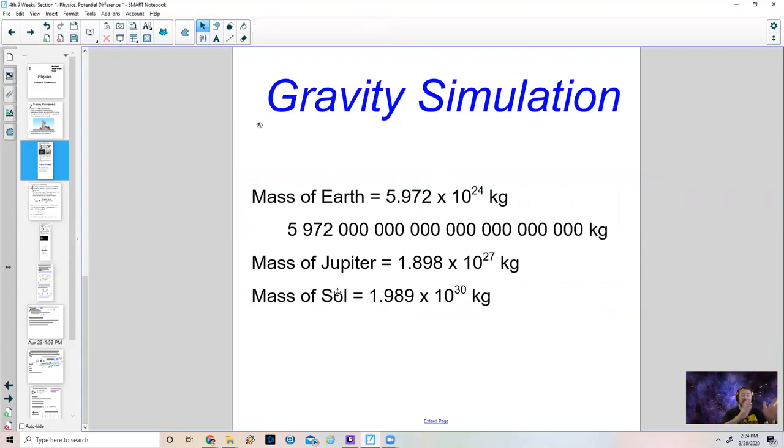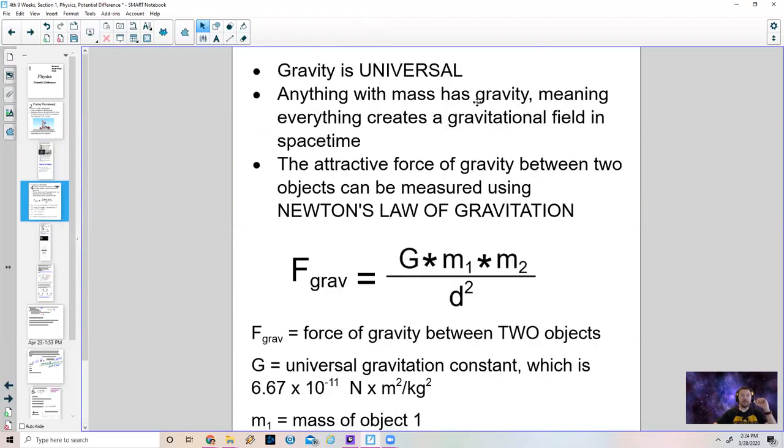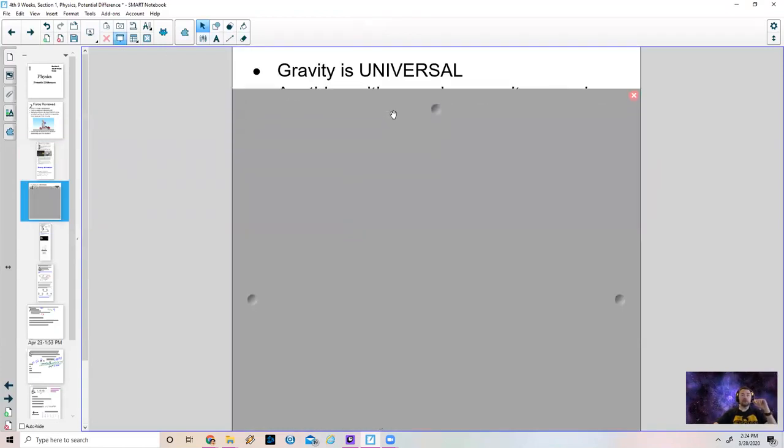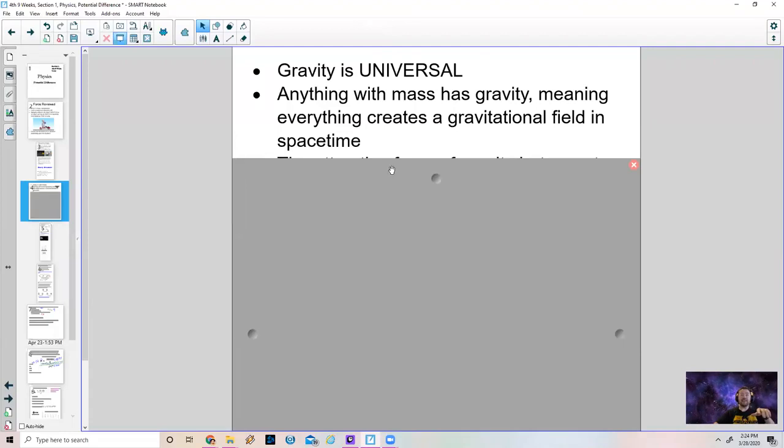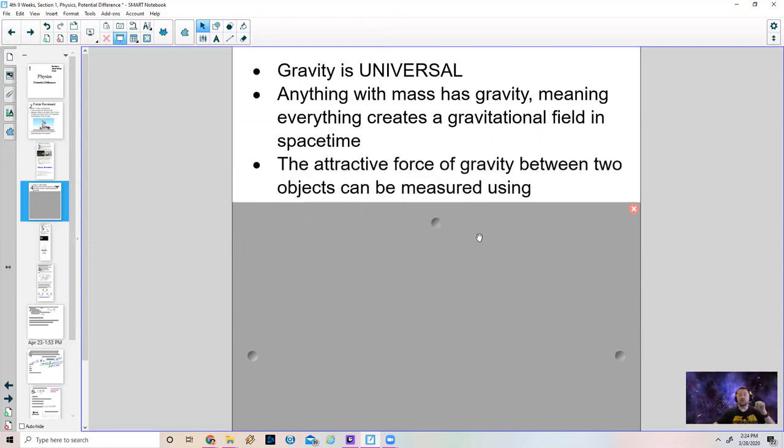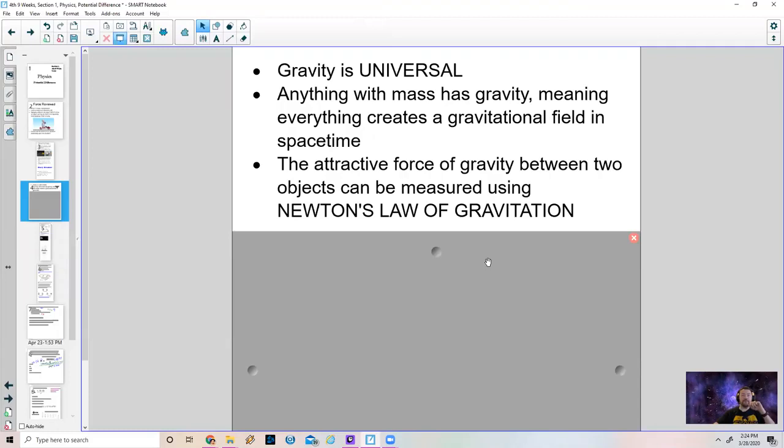So gravity happens anywhere. Gravity is universal. Regardless of where you're at, anything with mass has gravity. And anything that has mass has a gravitational field, and it creates that ripple or that distortion in space-time. Well, we can represent this idea of gravity and mass and distance with Newton's law of gravitation.